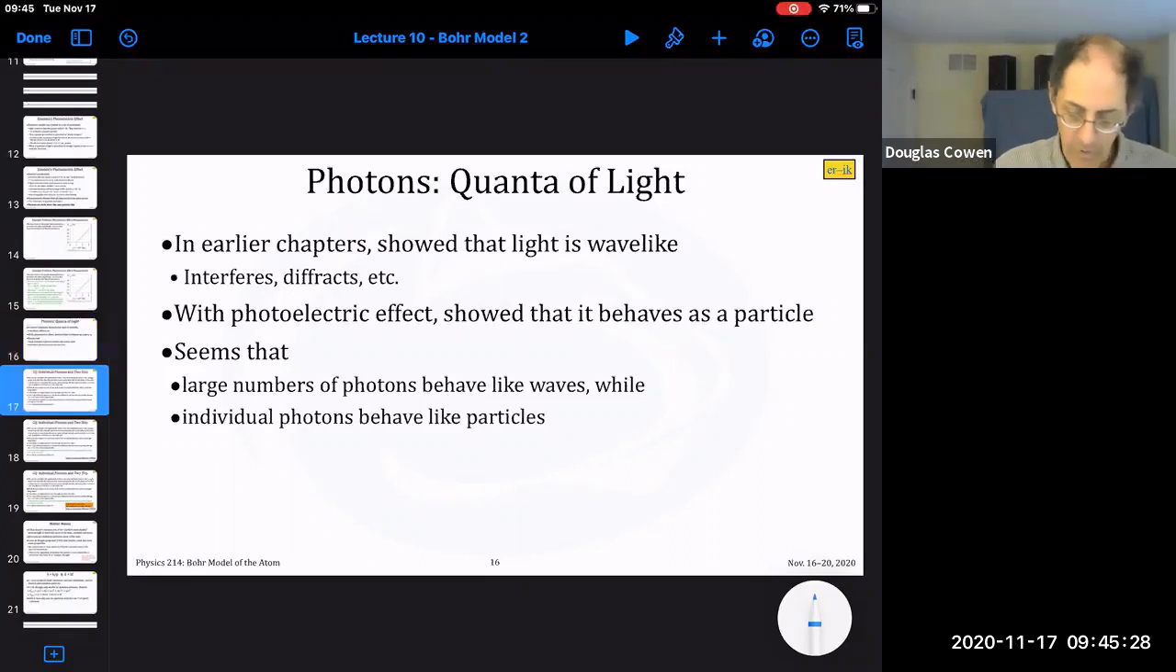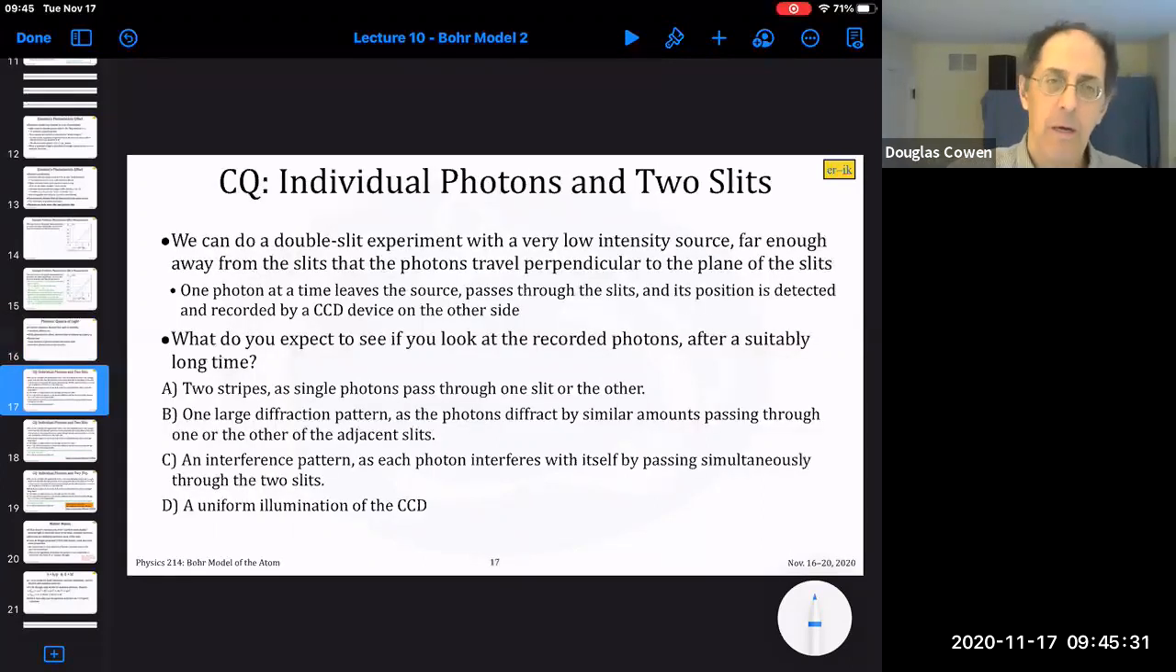So to explore that, we can do a special kind of double slit experiment. It's special because we're going to use a really low intensity light source that's really far away from the slits, so that this light source emits just one photon at a time. And because it's so far away, the direction of the photon is going to be essentially perpendicular to the plane of the slits. That just keeps things simple. But the main thing is that there's one photon at a time that's traveling towards these slits.